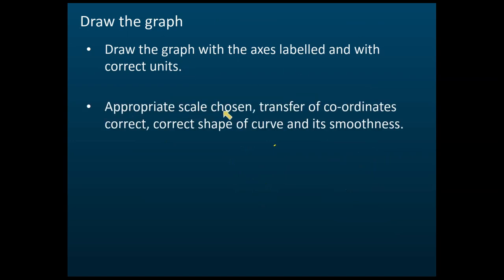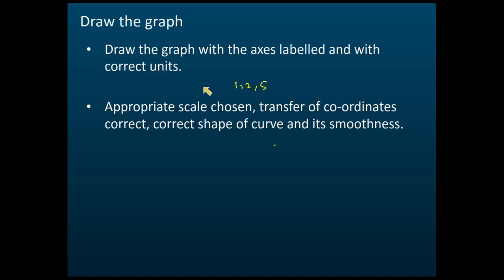Appropriate scale chosen. Okay, now in physics you can use only 1, 2, and 5, right? Or 10, 20, 50, 100, 200, 500, so 0.1, 0.2, 0.5. In chemistry it's not that strict. In certain cases you can use a scale other than this.